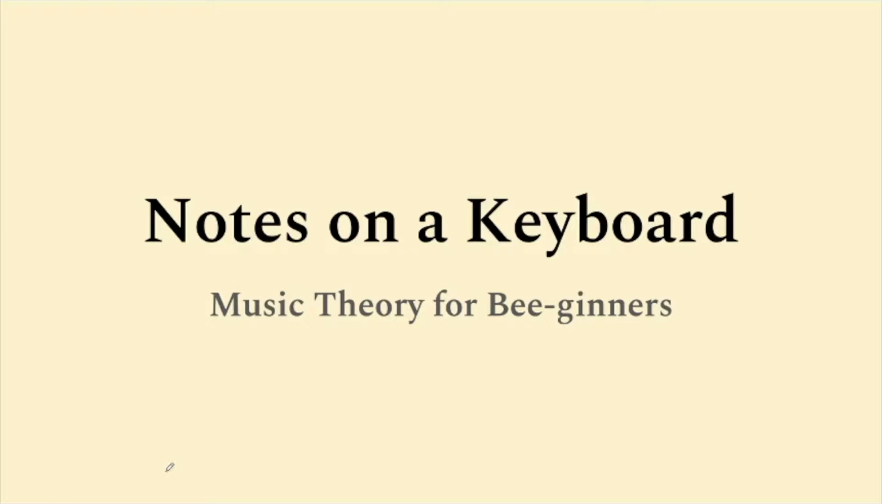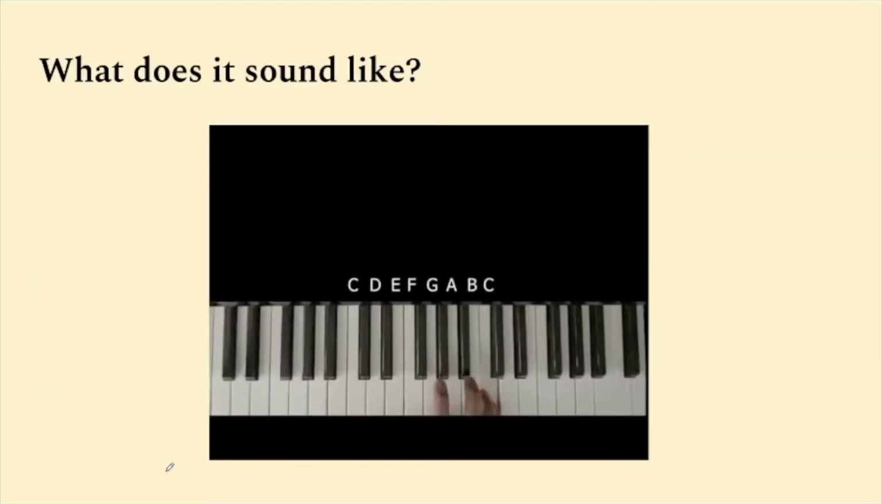On the keyboard, each note corresponds to a different piano key. Musicians distinguish between different notes using letters, much like the alphabet. But in music, we only use 7 different letters, and that is A, B, C, D, E, F, and G. Let's take a listen to how they sound.